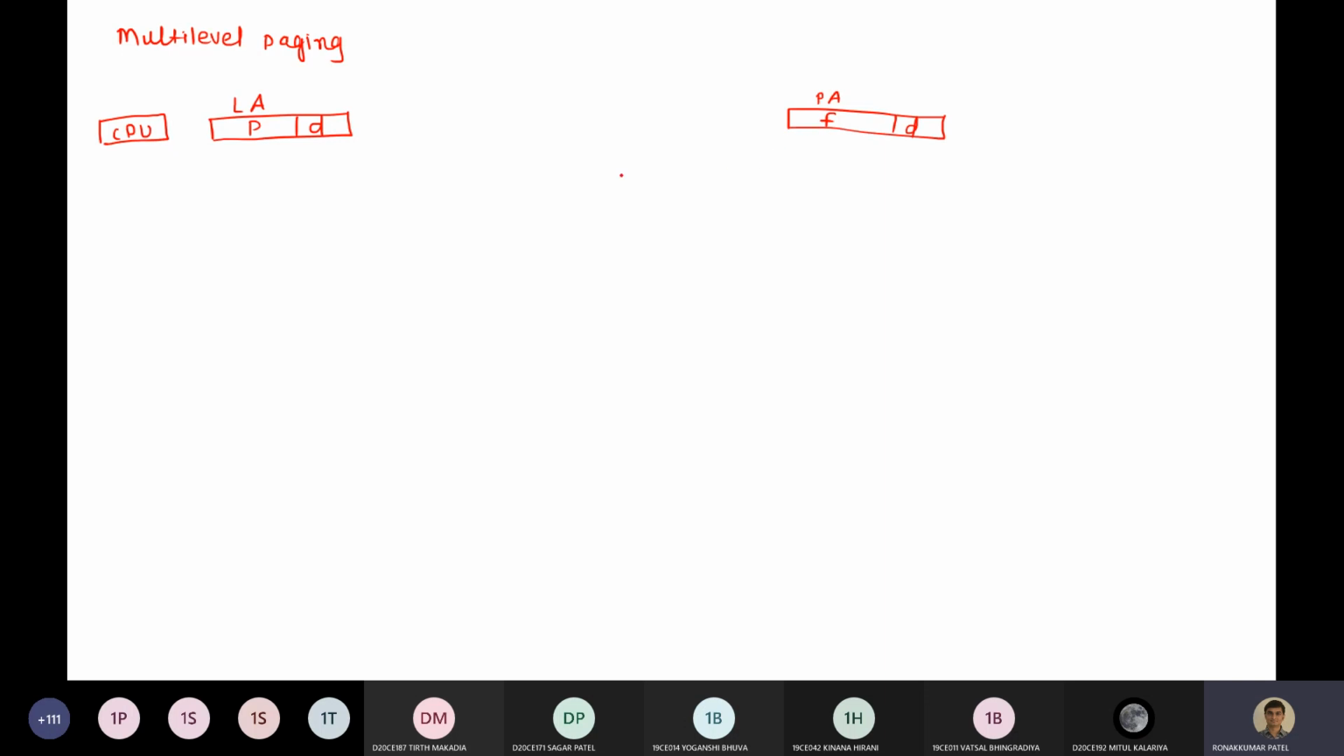Now what will happen is that the page table is divided, and we are right now looking at two-level paging, right? So it is divided into two page tables. This is your outer page table and this is the inner page table, and right now I am showing you only one.